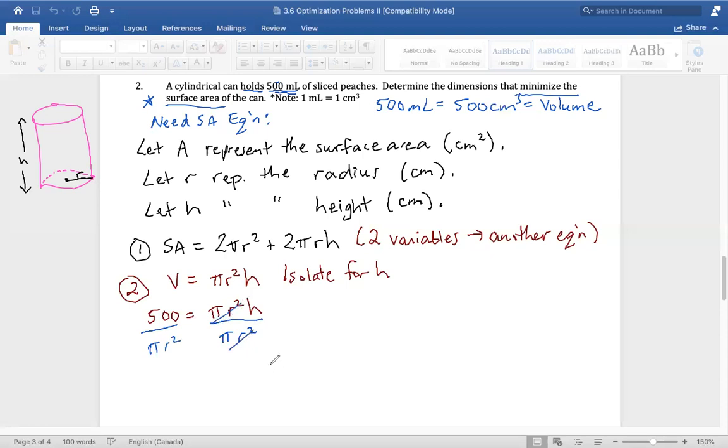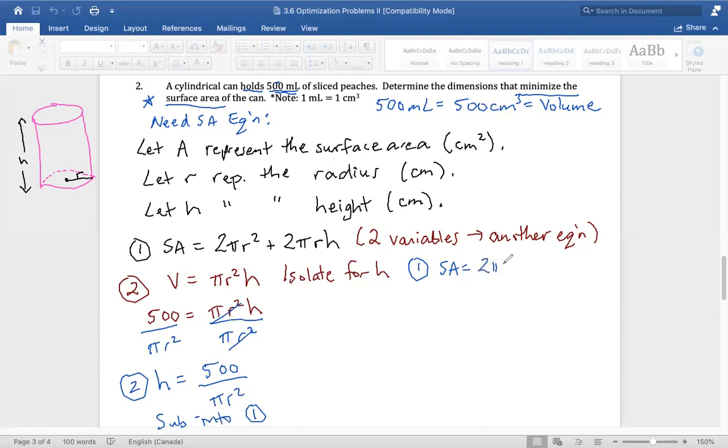This cancels out. And that's all you can do, right? So I'm just going to put h on the left-hand side for no reason other than it looks better. h equals 500 over pi r squared. So that is my second formula that I'm going to try to fit underneath into formula number 1. Okay, so then formula number 1 here, surface area, when I see h is when I care.